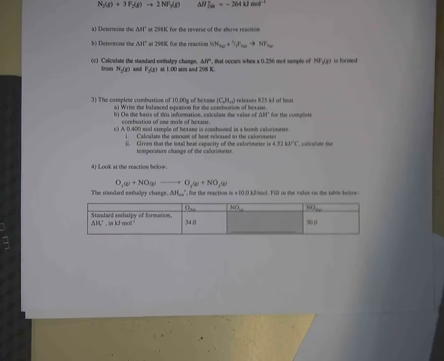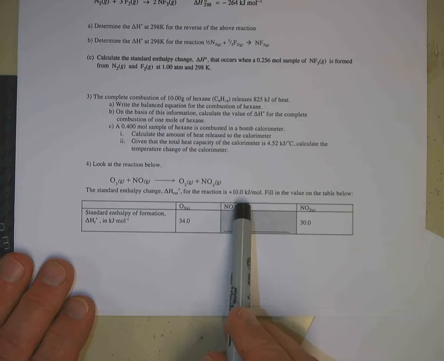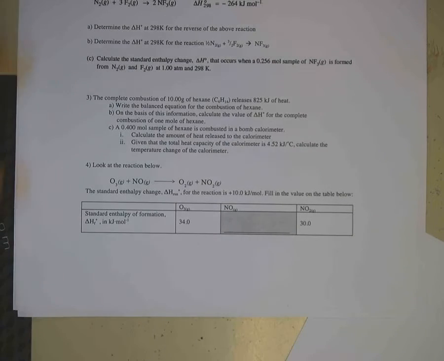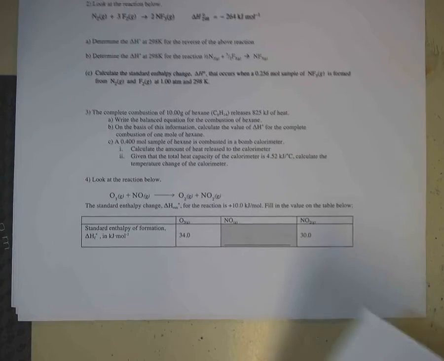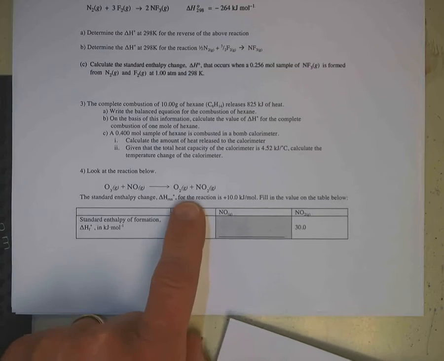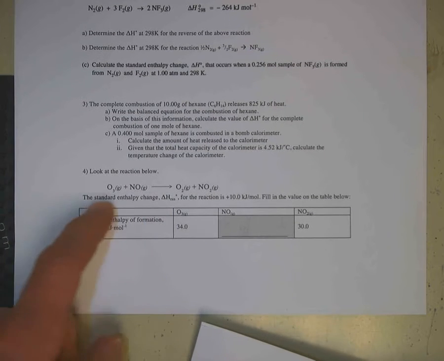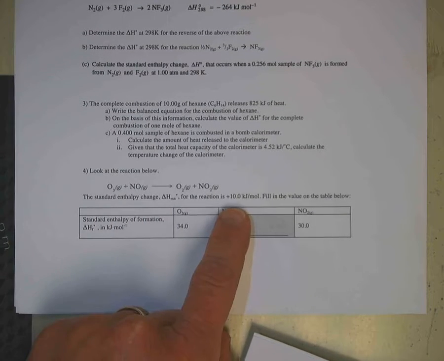Number 4, it says look at the reaction below. The standard enthalpy change for the reaction is 10 kilojoules. Fill in the value for the table below. So for this one, you need to know that it's enthalpy of the products minus the enthalpy of the reactants gives you the overall enthalpy of the reaction, which is 10 kilojoules per mole.